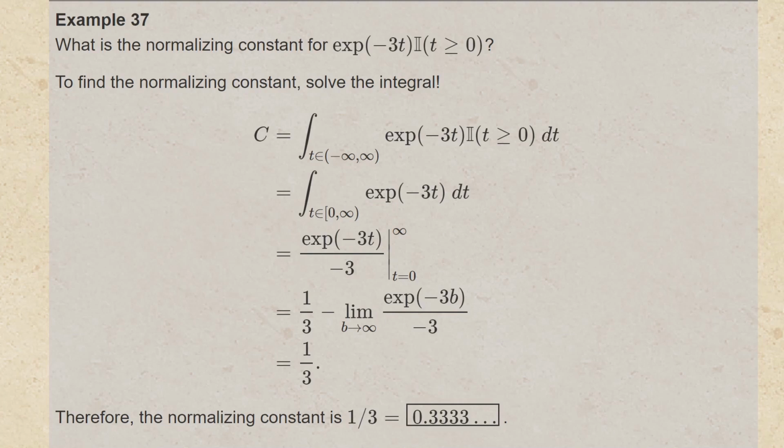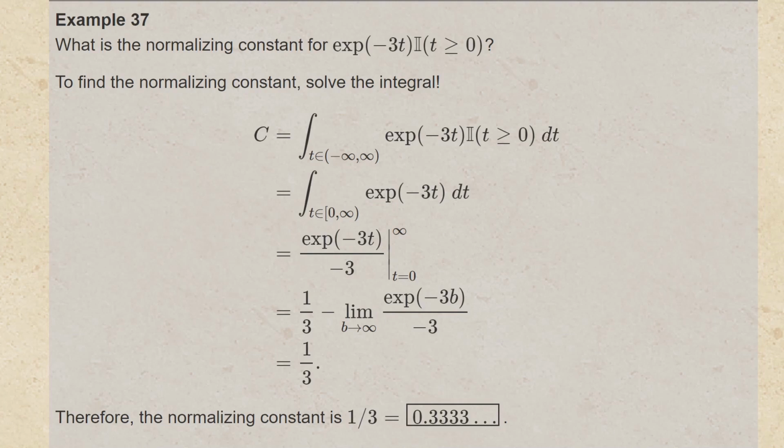Well, to find the normalizing constant, solve the integral. C is the integral as t runs from negative infinity to infinity of e to the minus 3t times the indicator t is greater than or equal to 0. We can bring the indicator into the limits to say that this is the integral as t runs from 0 to infinity of e to the minus 3t. Anti-differentiating brings down a negative 3 to the denominator, and so we need to evaluate e to the minus 3t over negative 3 as t runs from 0 to infinity.